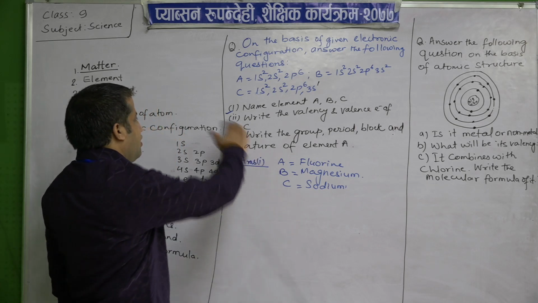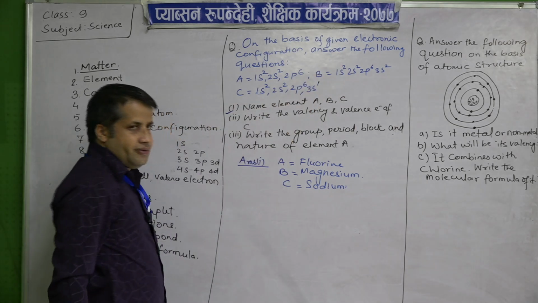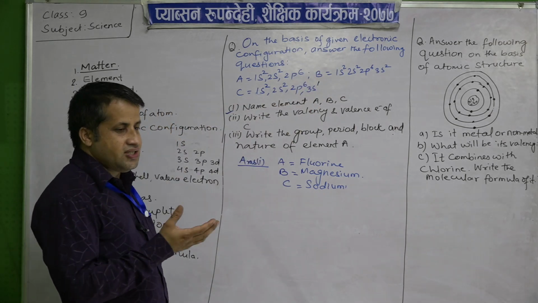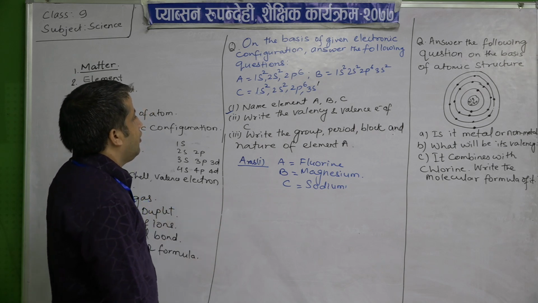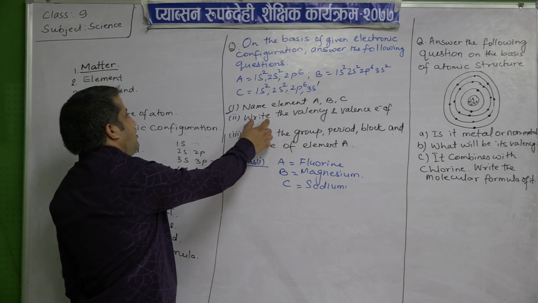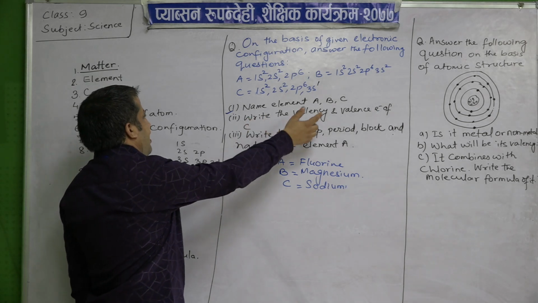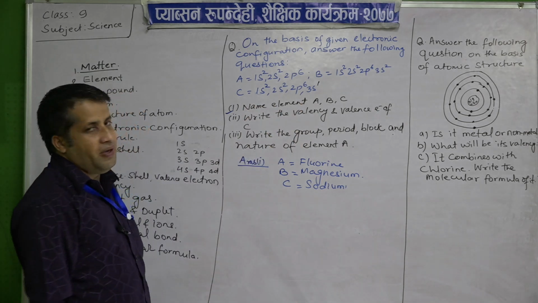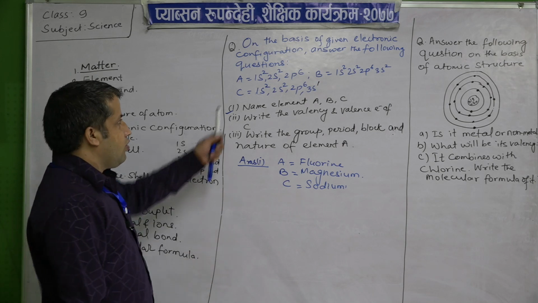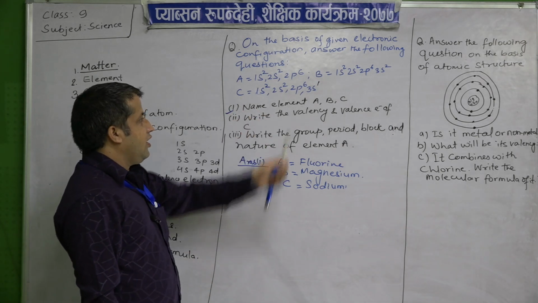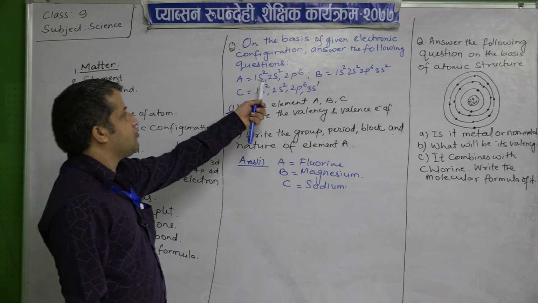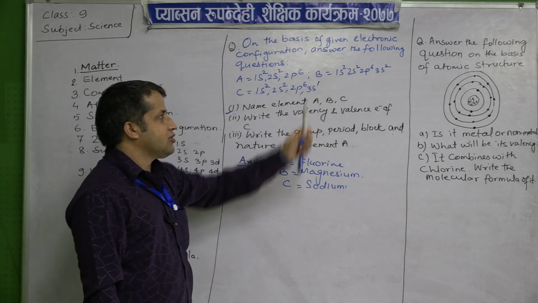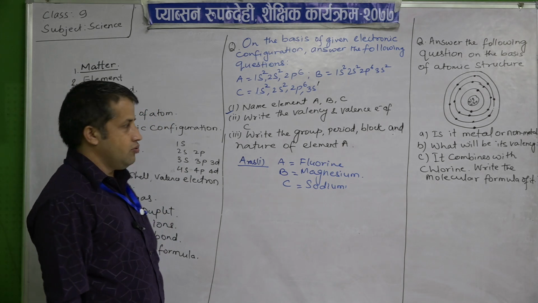Here it may be another element. It is just an example for you to understand. Is it clear? Now, write the valency and valence electron of element C. So just look at element C. It can be asked for A also, it can be asked for B also.